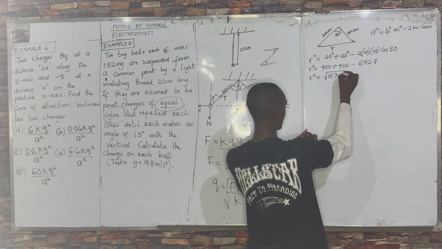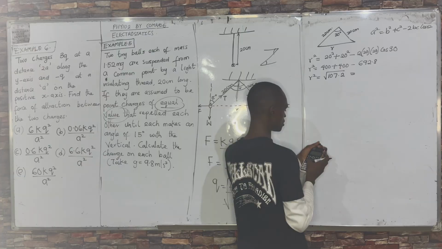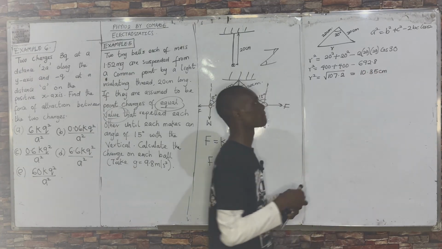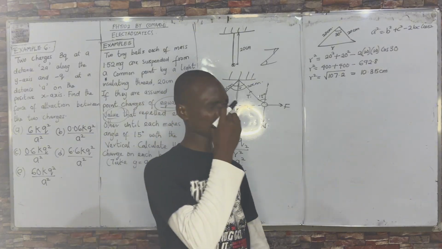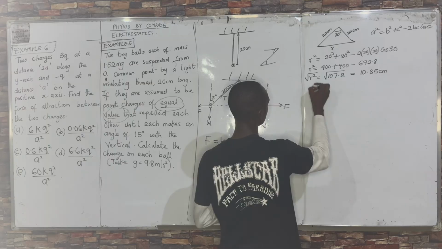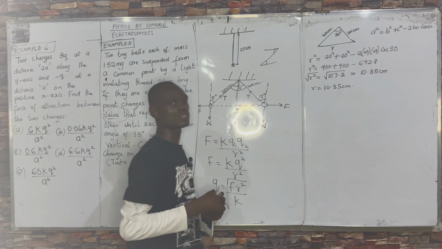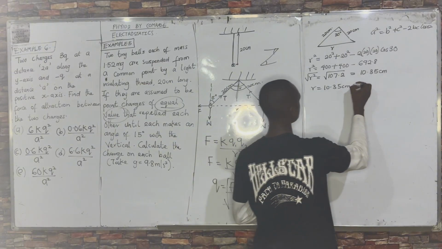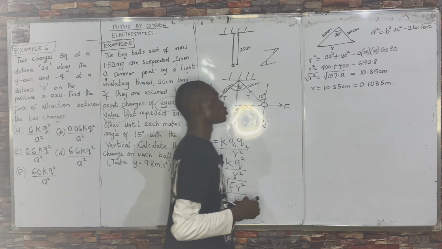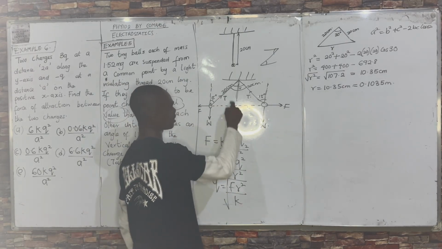107.2. So if I take the square root of that, I should be having 10.35 centimeter. So that's how it works. So take the square root. R is equals to 10.35 centimeter. So that's R. So you can convert it to meter, right? Which is 0.1035 meters.